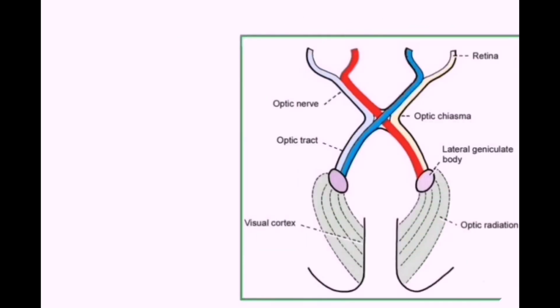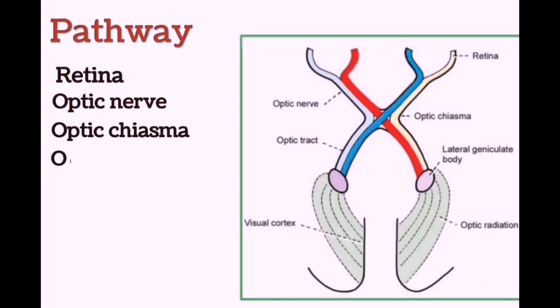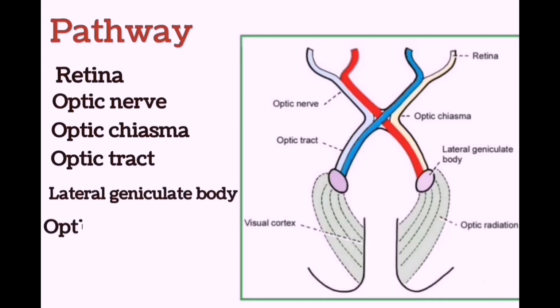So we'll talk about the overall pathway of the optic nerve, and the optic nerve will start with the retina. In the retina, there are ganglionic cells which will form the optic nerve. The optic nerve will end up on the optic chiasma. Then the pathway will continue from the optic chiasma and terminate on the lateral geniculate body. From the lateral geniculate body, there will be optic radiation which will end up on the visual cortex.